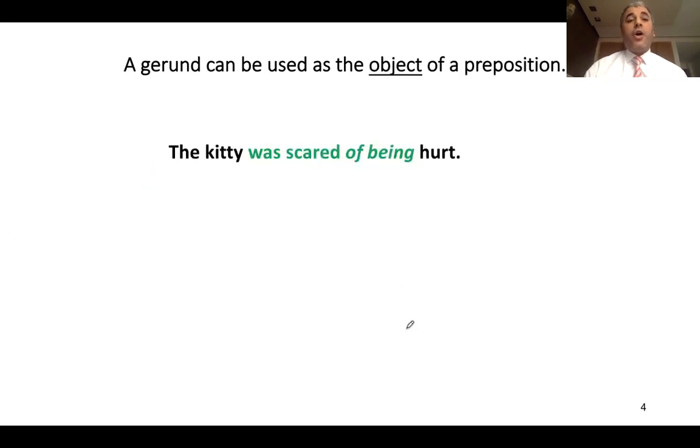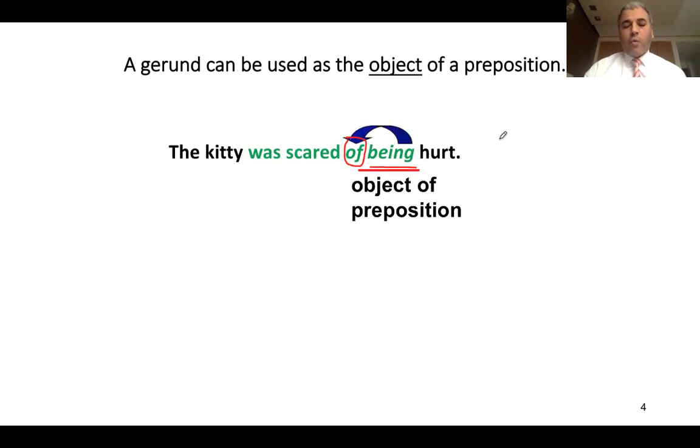A gerund can also be used as the object of a preposition. The kitty was scared of being hurt. So you see here, was scared of being hurt. You have the preposition here, and then you have the gerund afterwards, object of the preposition. So only nouns are functioning in this way. Now, this is the explanation where we say that being is object of the preposition.